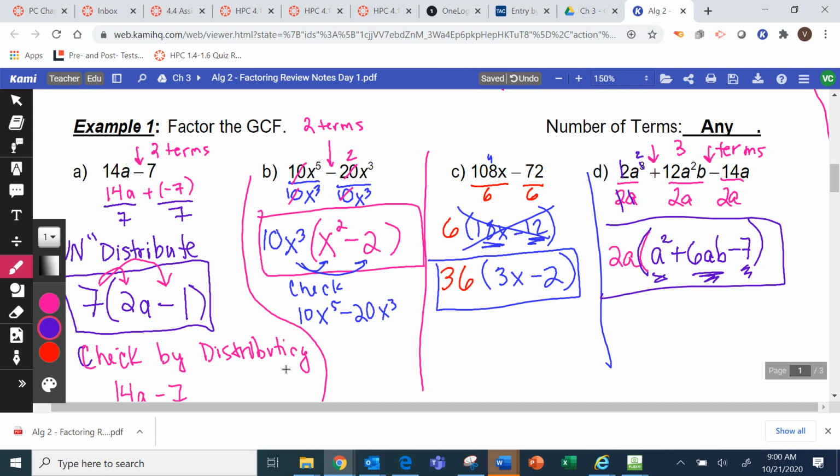That is factoring the greatest common factor. That's called GCF. Greatest common factor.